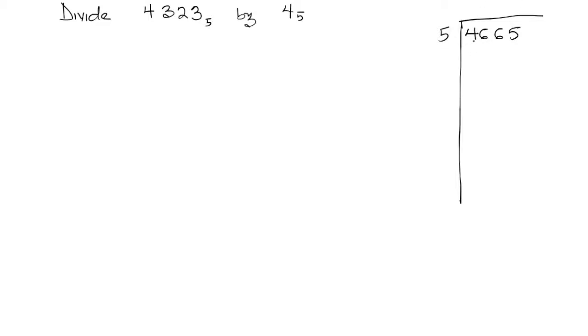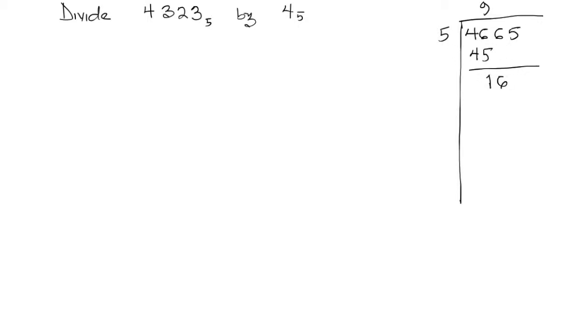Now we go to the next one, which is 46. How many times can we get 5 in 46? That's 9 times. So right now, 9 right here. 9 times 5 is 45. And then we do our subtraction. 46 minus 45 is 1. We carry down the next number, which is 6.